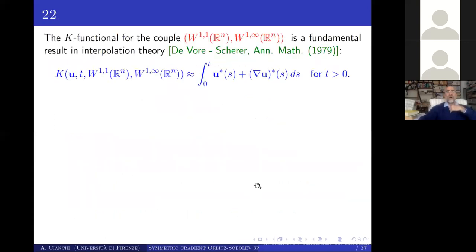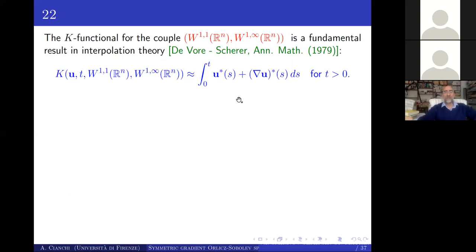Now, the K-functional for the couple of the classical Sobolev spaces W^{1,1} and W^{1,∞} is regarded as a fundamental result in interpolation theory, which goes back to DeVore and Scherer, published in Annals of Mathematics several years ago. It tells us that the K-functional at some function u and parameter t is equivalent, up to constants, to the integral from 0 to t of the rearrangement of u and the rearrangement of the modulus of the gradient. So quite a simple formula.